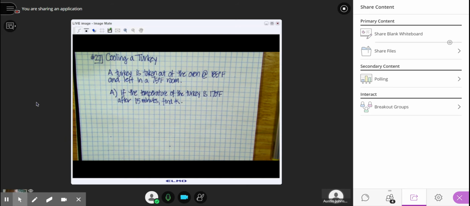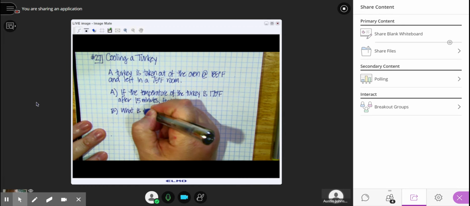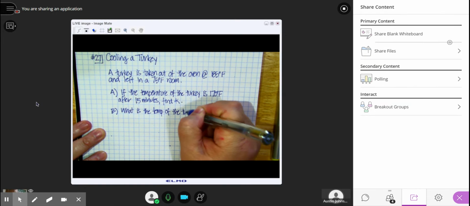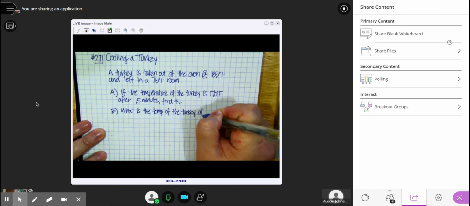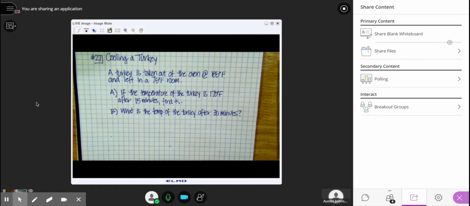All right. Part B, and I think I probably switched the numbers up a little bit. What is the temperature of the turkey after 30 minutes? And we could ask that a little bit differently. We could say, is it in the danger zone after 30 minutes? Has the turkey gone, we wouldn't say bad, but, is the turkey usable, edible, whatever, after 30 minutes? So, okay.